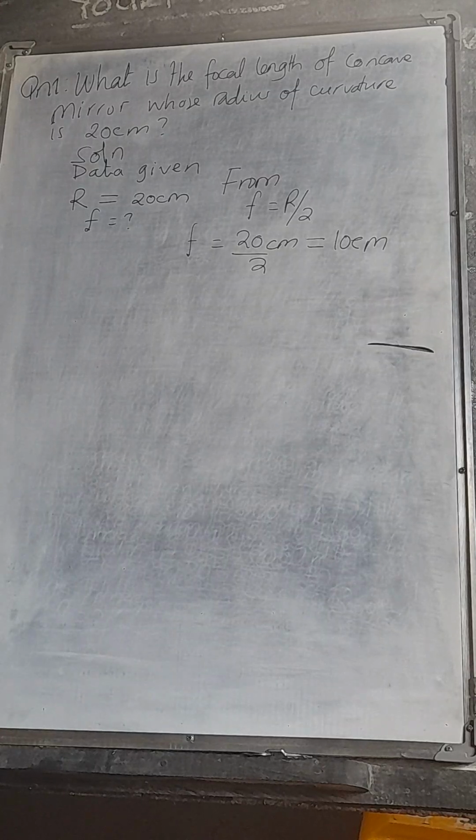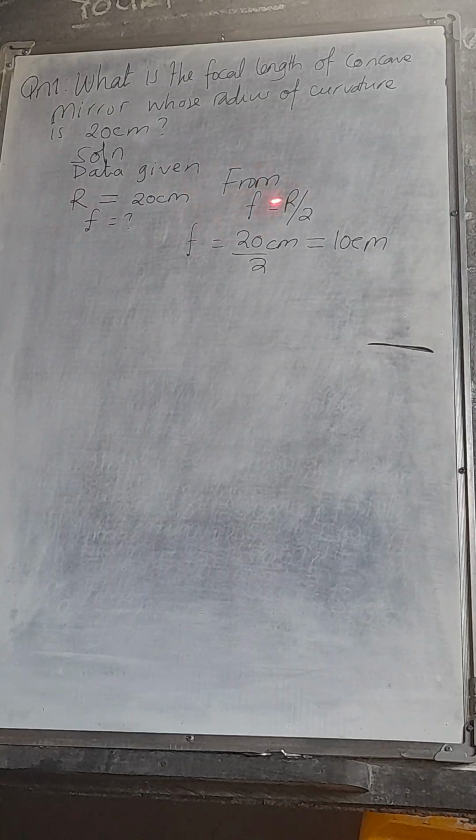Thanks and congratulations. A lot of comments said 10 centimeter, and they are correct. What is very important in this part is to recall the formula and know that we have been given different data. We have been given the radius of curvature, normally denoted by capital R. So, data given: radius of curvature R is equal to 20 centimeter. What will be the focal length, denoted by small f?